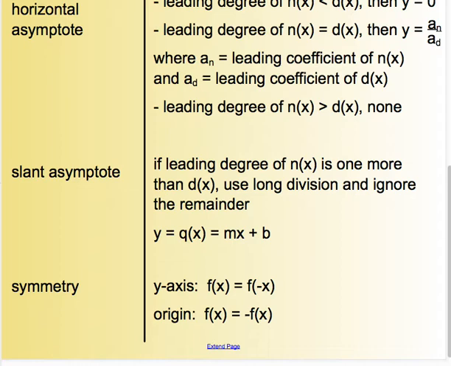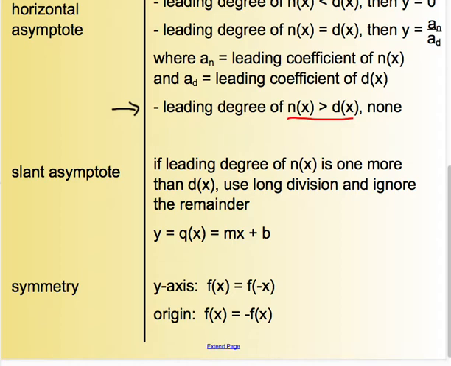If there is no horizontal asymptote, meaning the degree of the numerator is greater than the degree of the denominator, then what you need to do is check to see if there could be a slant asymptote. The slant asymptote occurs if the degree of the numerator is 1 more than the degree of the denominator.